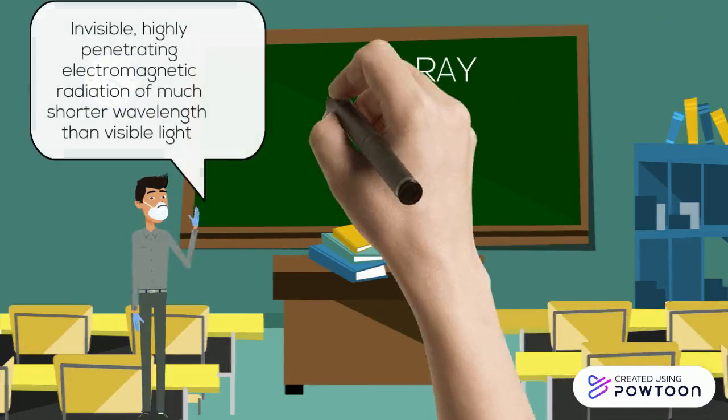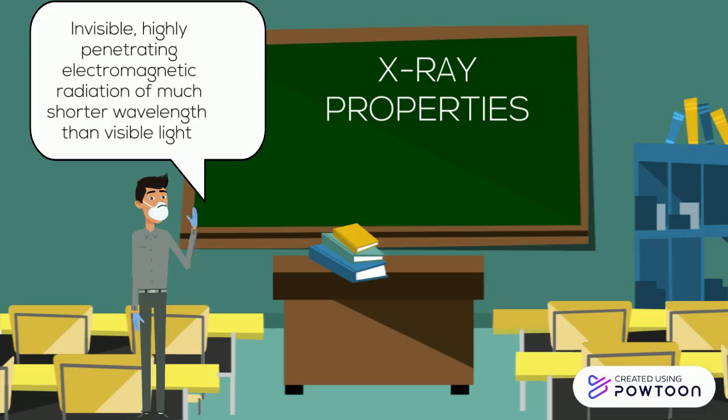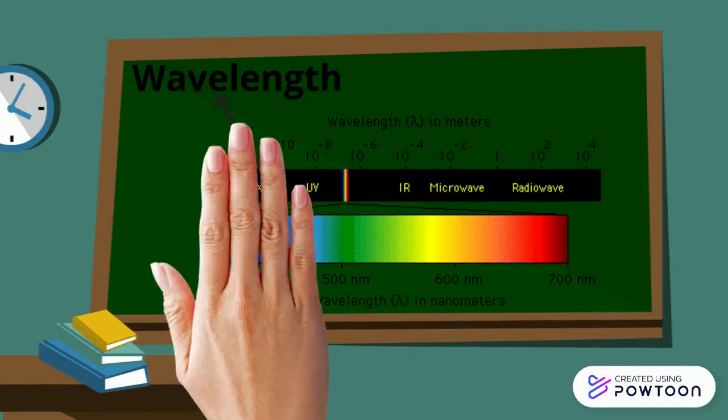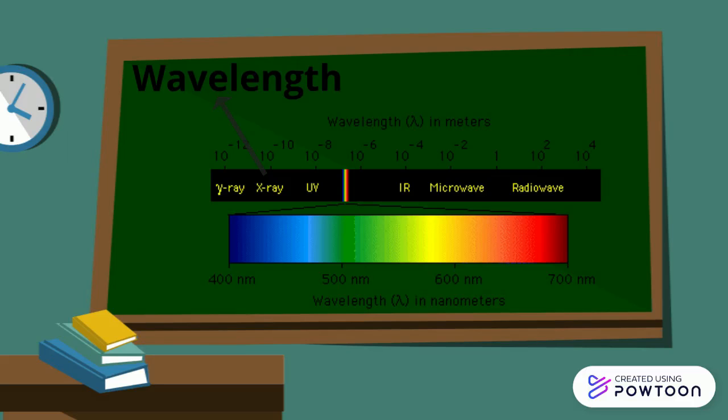X-ray properties are defined as invisible, highly penetrating electromagnetic radiation of much shorter wavelength than visible light. As we can see here, the wavelength range for X-rays is from about 10^-8 meter to about 10^-11 meter. The corresponding frequency range is from about 3 times 10^16 Hz to about 3 times 10^19 Hz.